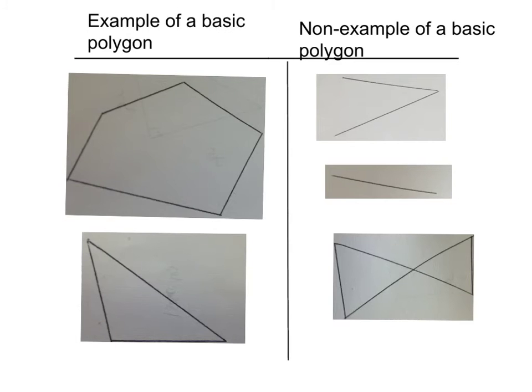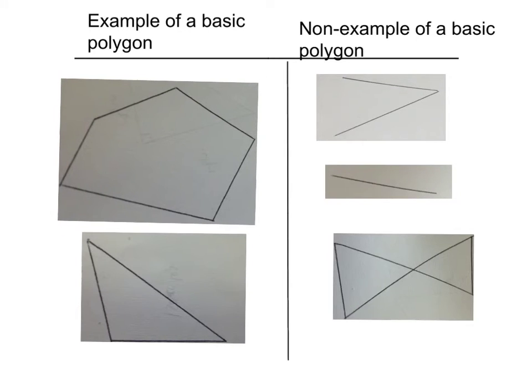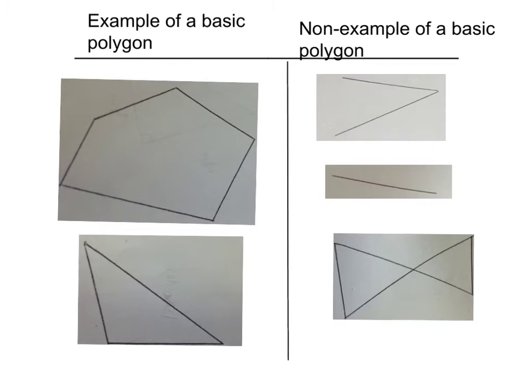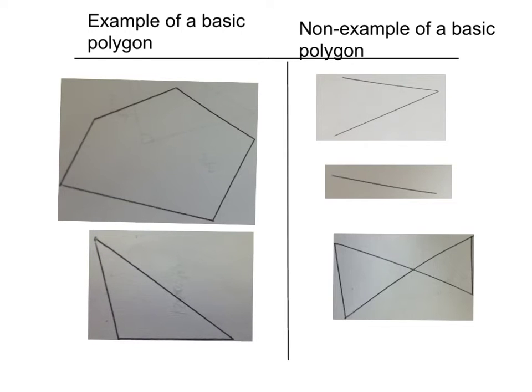We're going to take a look at a couple examples and non-examples of basic polygons, not regular polygons. An example of a basic polygon is this first one. Notice that we have 1, 2, 3, 4, 5 sides there. It's a closed figure and no sides cross each other, so that's an example of a polygon. Our second example here is just a basic triangle. We have 3 sides, they don't cross each other, so that's an example of a polygon.